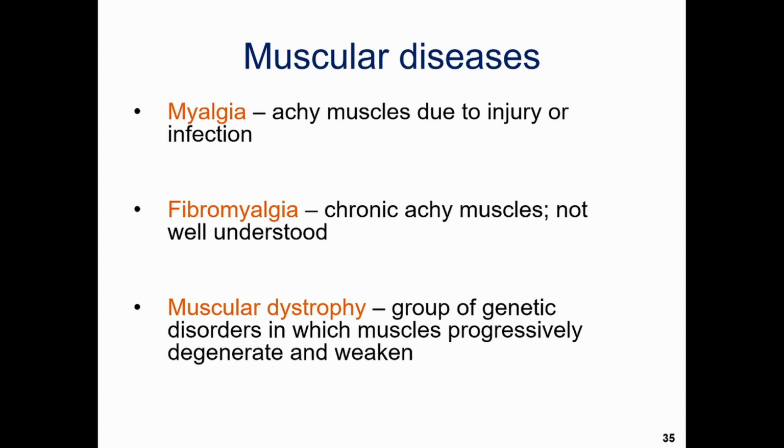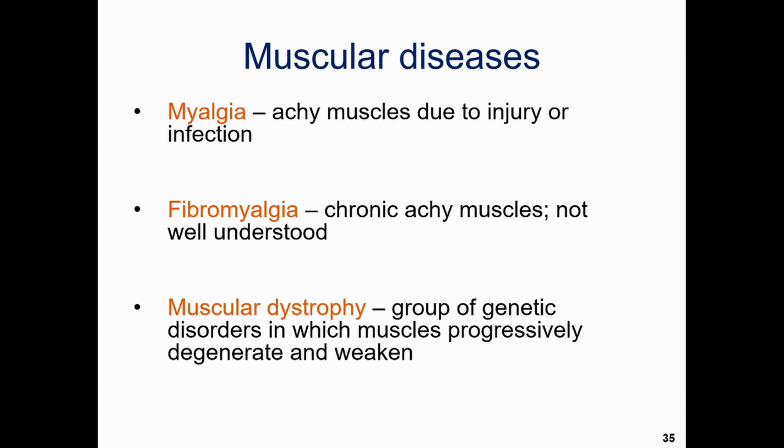Fibromyalgia, though, this is something that's less well understood. This is where you have that achiness, but for a long period of time. So it's chronic. We're talking long-term achiness. It's not associated with a known injury or infection. In fact, with fibromyalgia, we really don't understand it very well. Most people end up getting diagnosed after they've eliminated a ton of other conditions instead. So it takes a long time to diagnose because we don't really know much about it compared to other illnesses and other diseases.